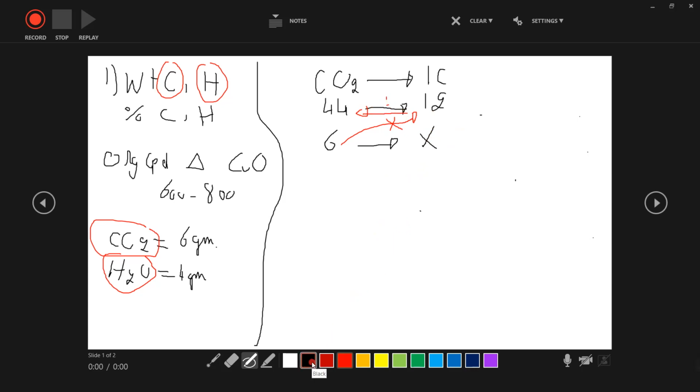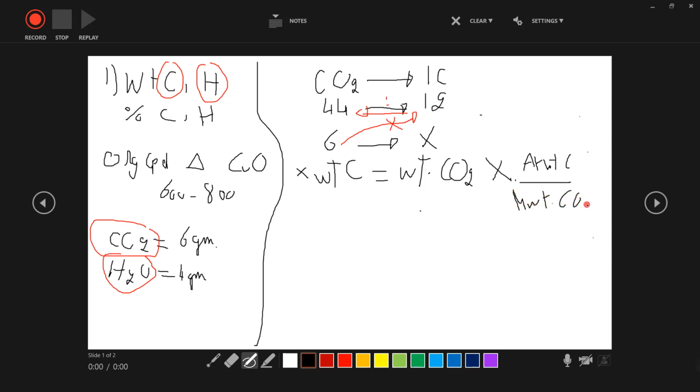Let's translate this into an equation to be studied. Very important equation. What is this x? X is the weight of carbon that I want to obtain. Okay, weight of carbon equals what? Equals this 6. What is this 6? It is the weight of carbon dioxide, times 12. What is 12? It is the atomic weight of carbon, divided by 44. What is 44? It is the molecular weight of carbon dioxide. So this is my equation.